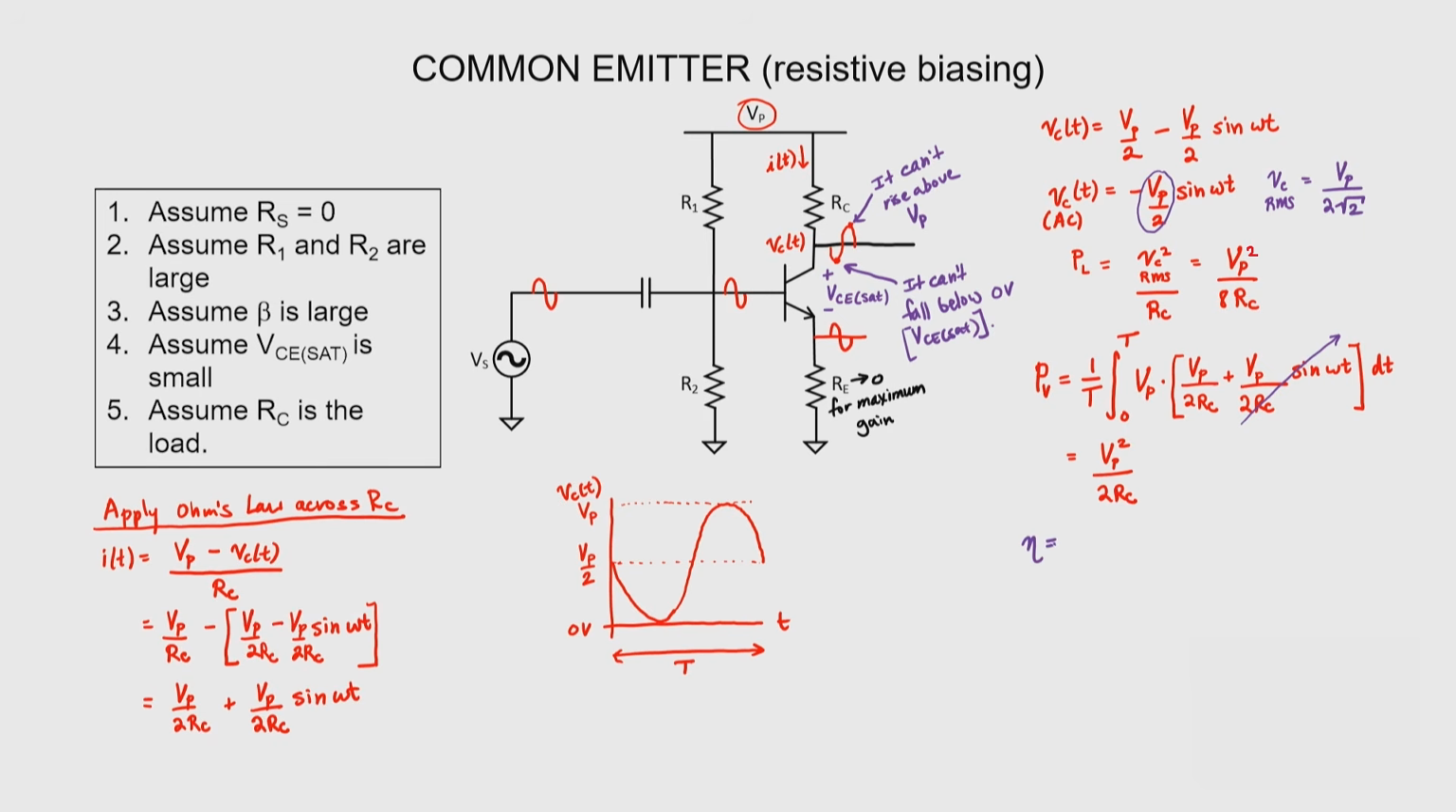Let's now find the efficiency. So the efficiency is the power delivered to the load, or the AC power delivered to the load, divided by the power supplied to the amplifier. So here's the power delivered to the load, and if we divide that by the power supplied to the amplifier, we wind up with 0.25, or 25%. So we again conclude that a Class A amplifier has a maximum efficiency of 25% if we're dealing with sine waves.